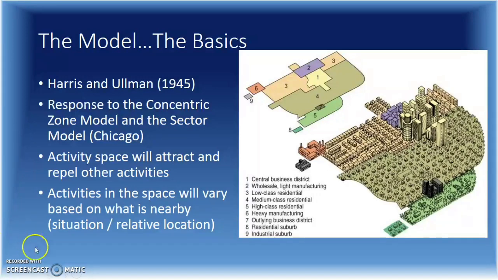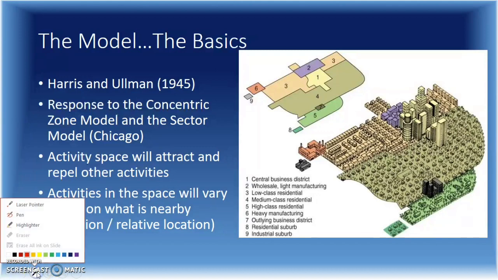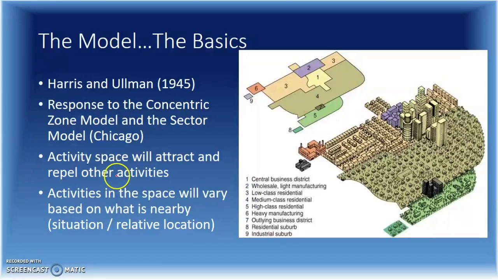Now, the main emphasis of the multiple nuclei model that we need to pay attention to is this point that I have right here: that the activity space will attract and repel other types of activities. The reason it's called multiple nuclei is because within the model itself, you have several different important spaces that attract other types of activities around them. Those spaces tend to be the different types of economic activities taking place in and around the city. So we'll pay attention to them.